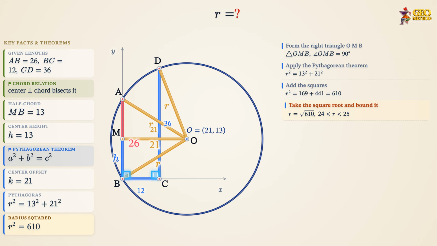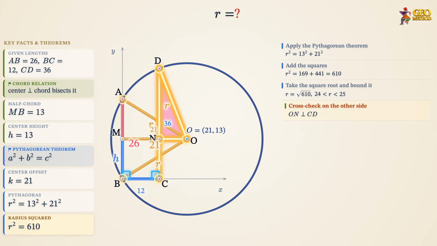Since 610 sits between 24 squared and 25 squared, the radius is between 24 and 25, about 24.7. Here is the alternative method, using point D instead of point B.